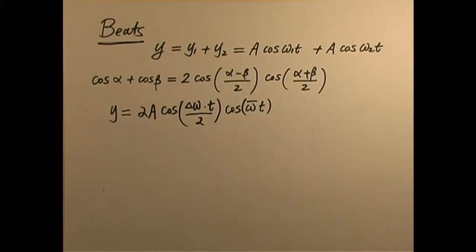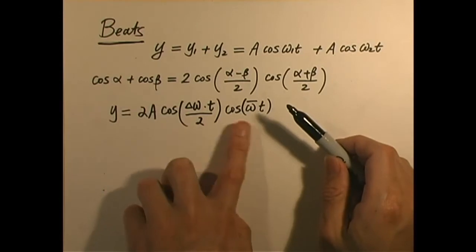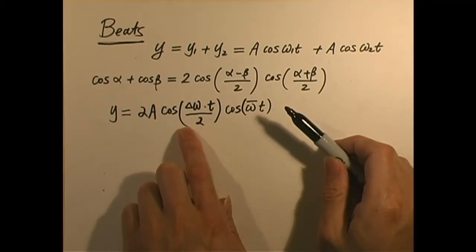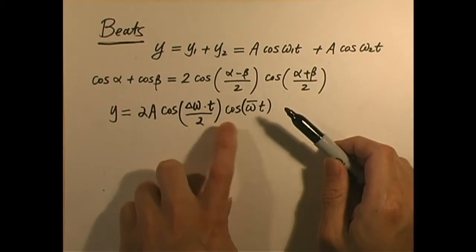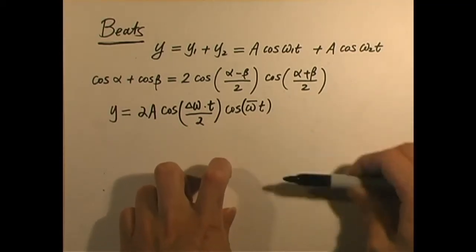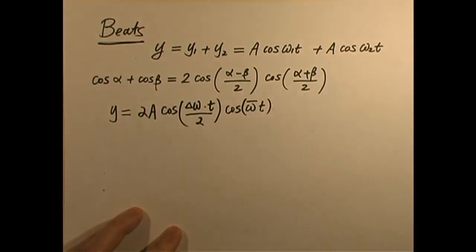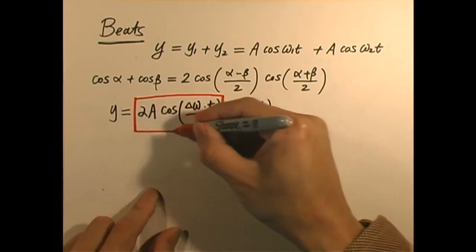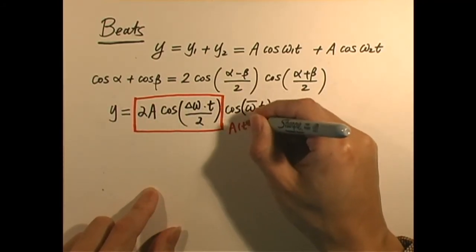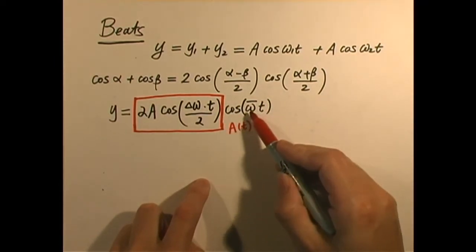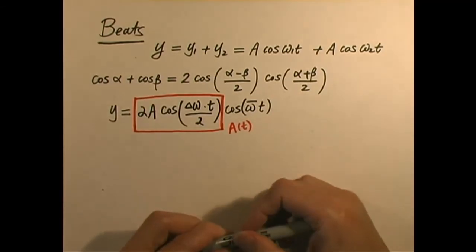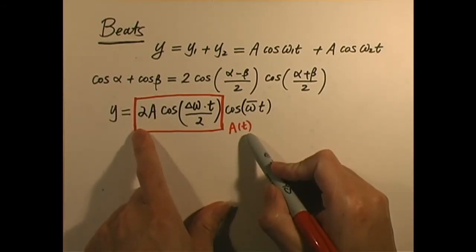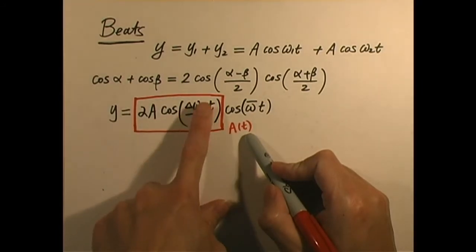So what we have here is the product of two cosine functions. They both vary with time, but they vary at very different rates. This one varies with an angular frequency of delta omega over 2, which is much, much slower than omega bar. So this omega bar varies very quickly, and that one varies a lot slower. So what we can effectively do is to think of this whole thing as a time-varying amplitude, A(t). This basically is an oscillation of a cosine function with the average angular frequency, but its amplitude changes over time, or we say it is modulated over time with a slow time-varying function, 2A cosine of delta omega t over 2.